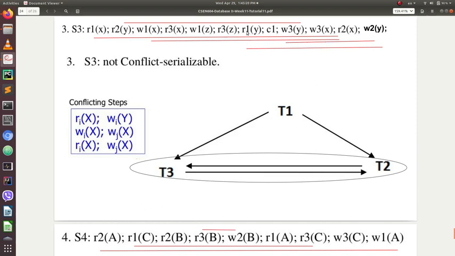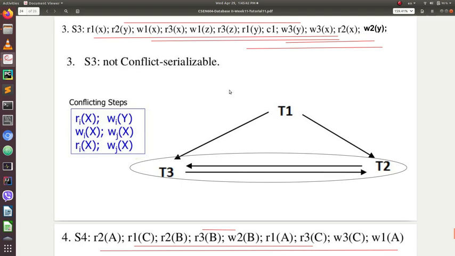Also, transaction 1 reads the element y, and transaction 2 writes the same element y. So transaction 1 must come before transaction 2. So I have to draw an edge going from T1 to T2.